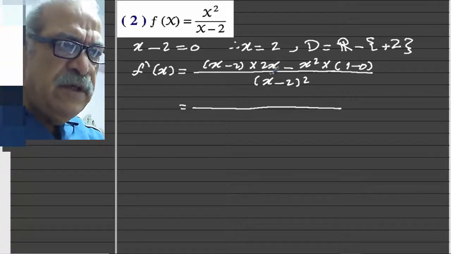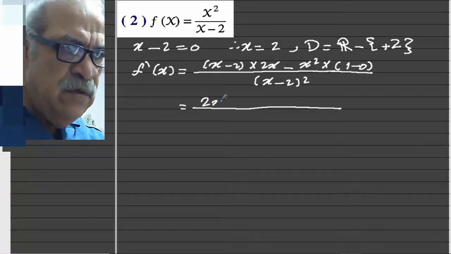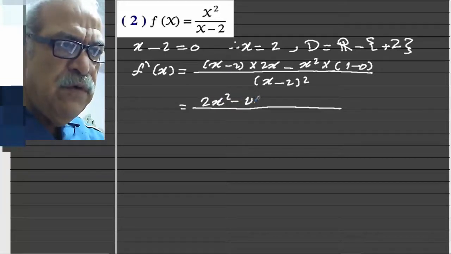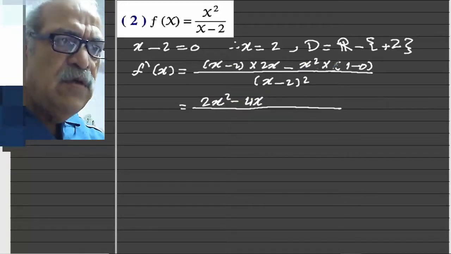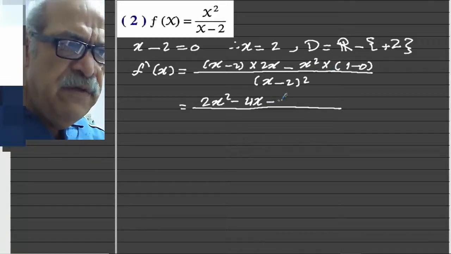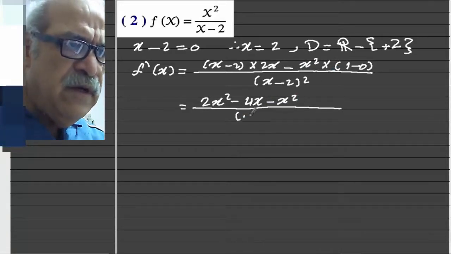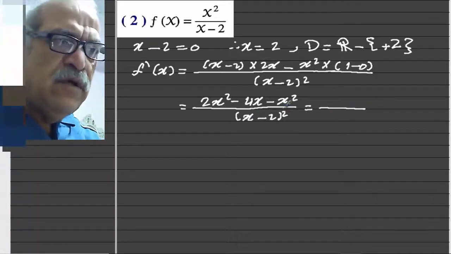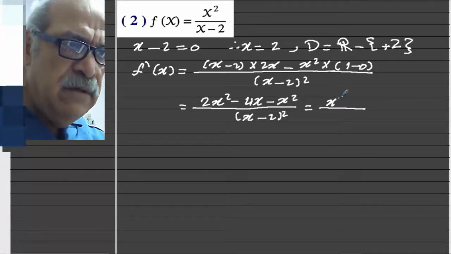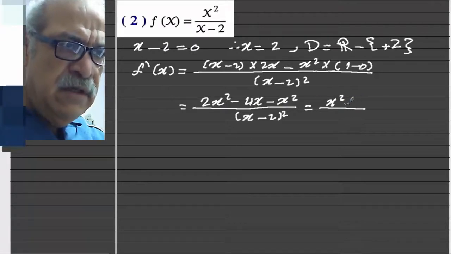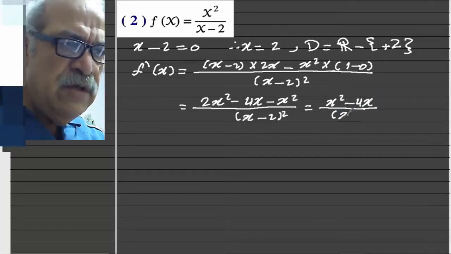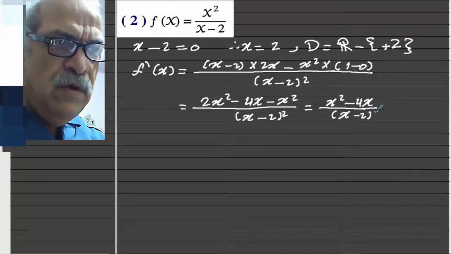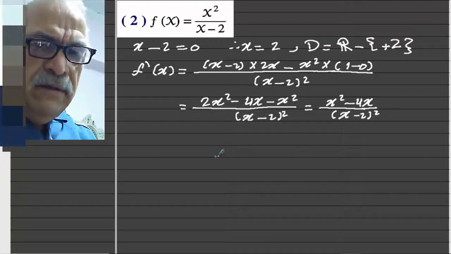So x minus 2 multiplied by x is 2x squared minus 4x, minus x squared multiplied by 1 minus 0, which is negative x squared, over (x minus 2) all squared. And now it is equal to 2x squared minus x squared, which equals x squared minus 4x over (x minus 2) all squared.